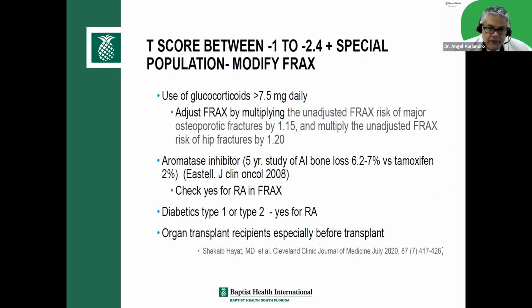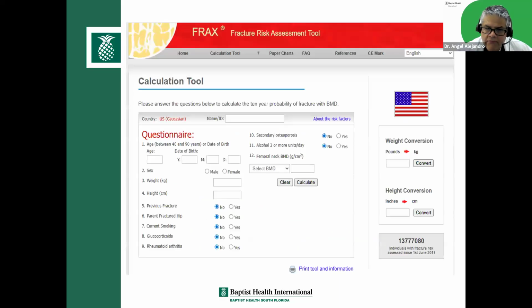Remember, aromatase inhibitors, they're very popular right now because they're very effective in the treatment of hormone receptor positive breast cancer. Those patients usually get about 5 years of aromatase inhibitor therapy. That drug will cause bone loss, especially in the first year. So if you have a patient with osteopenia and you don't know whether or not to treat them, you click yes on the rheumatoid arthritis button, and that'll compensate or include the risk of the aromatase inhibitor in terms of fractures.